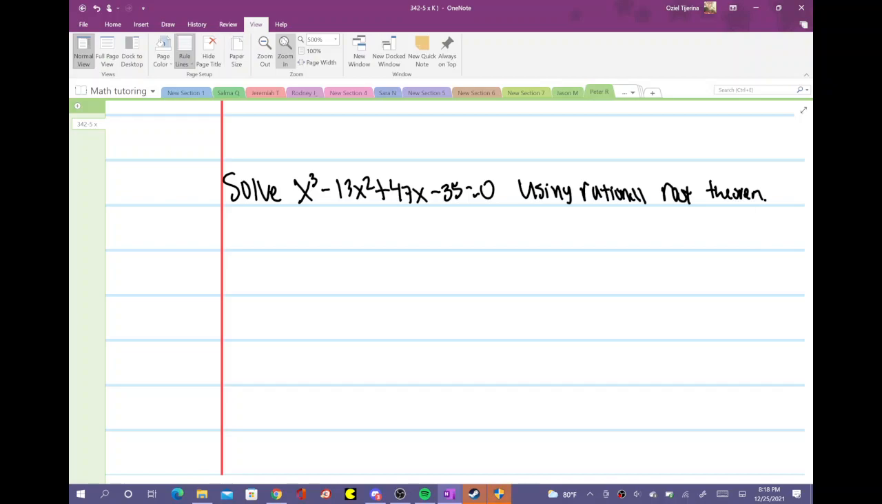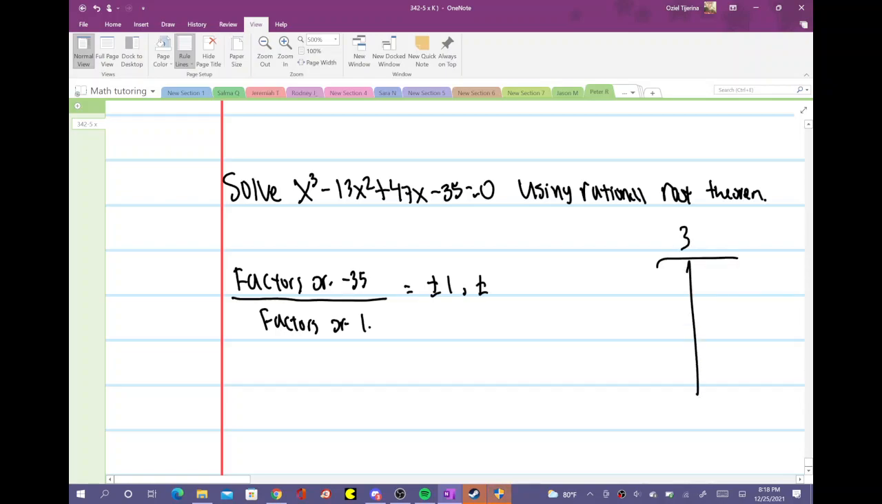So what you do is you get the factors of the last term over the factors of the first term. So we're going to do the factors of negative 35 over the factors of 1. So the factors of negative 35 are plus or minus 1, plus or minus... So basically, factoring, like doing a factor tree, 1 and 35, and then we have 5 and 7, and 7 and 5.